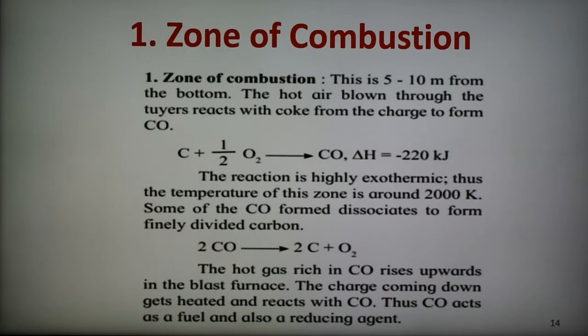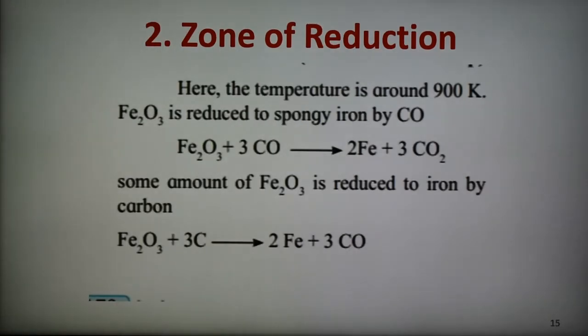Now the second zone is the zone of reduction, 22 to 25 meters near the top. Here the temperature is around 900 Kelvin, and Fe2O3 is reduced to spongy iron by carbon monoxide. So as we know, in the first step carbon monoxide is formed.